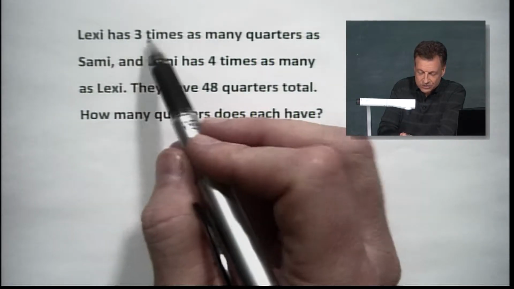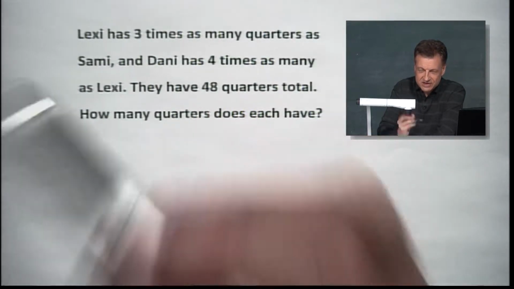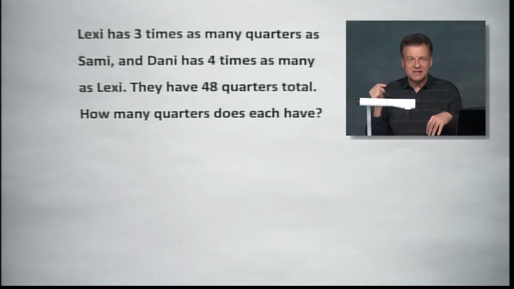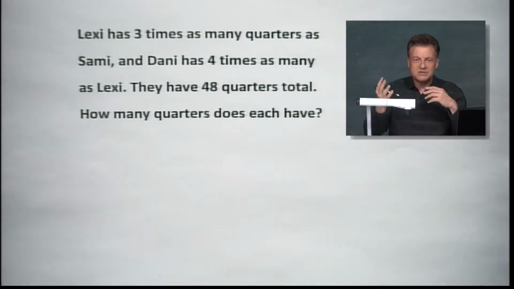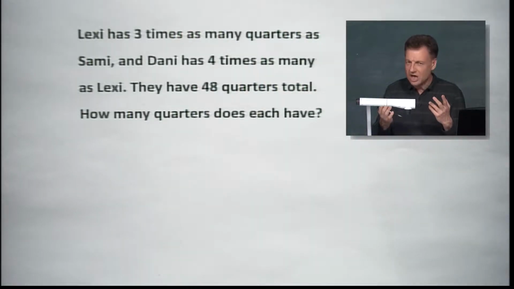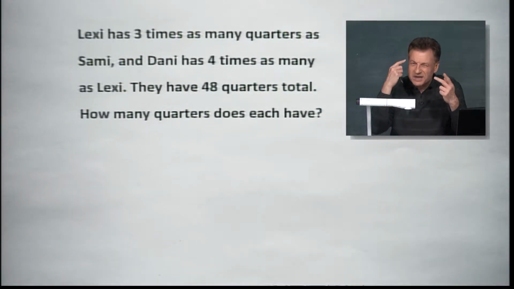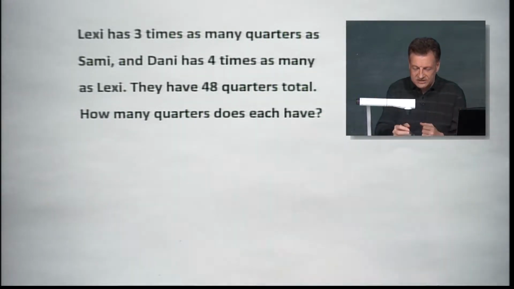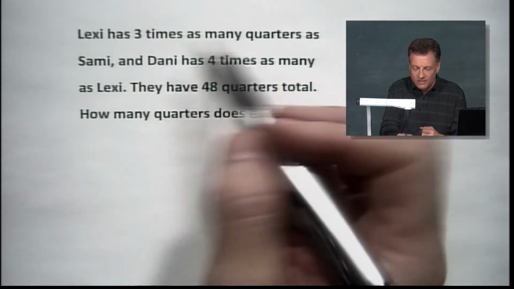Well, we got Lexi 3 times as many quarters as Sammy. So that tells me a relationship. Let's say Lexi had 2 quarters, that Sammy's going to have 6. No, it's the other way around, isn't it? It's 2 for Sammy, 6 for Lexi. So we got to think in that manner. Who gets the most? Lexi will have more than Sammy.